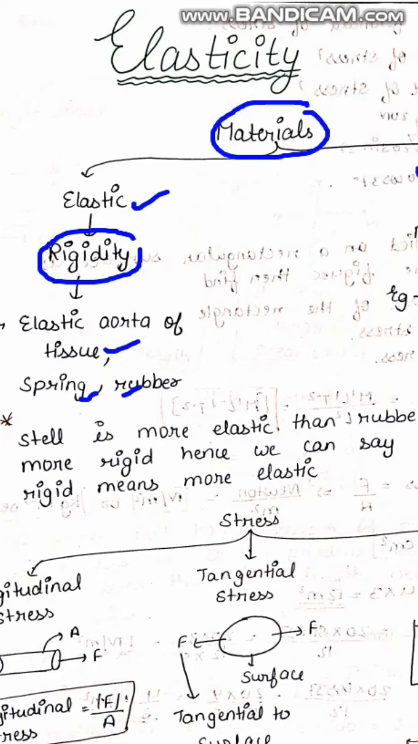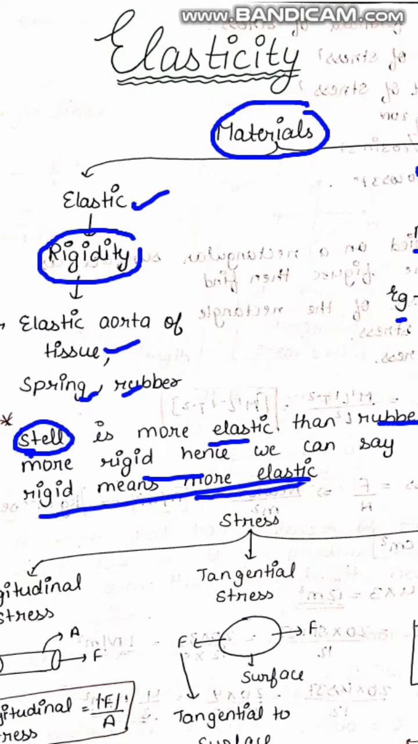Then there are other things called plastic materials, which are non-rigid. Examples are mud and putty. They don't have any tendency to regain their natural shape, so that's why they are called plastic. One more thing: steel is more elastic than rubber because it is more rigid. Hence we can say that more rigid means more elastic. So this point should be remembered.